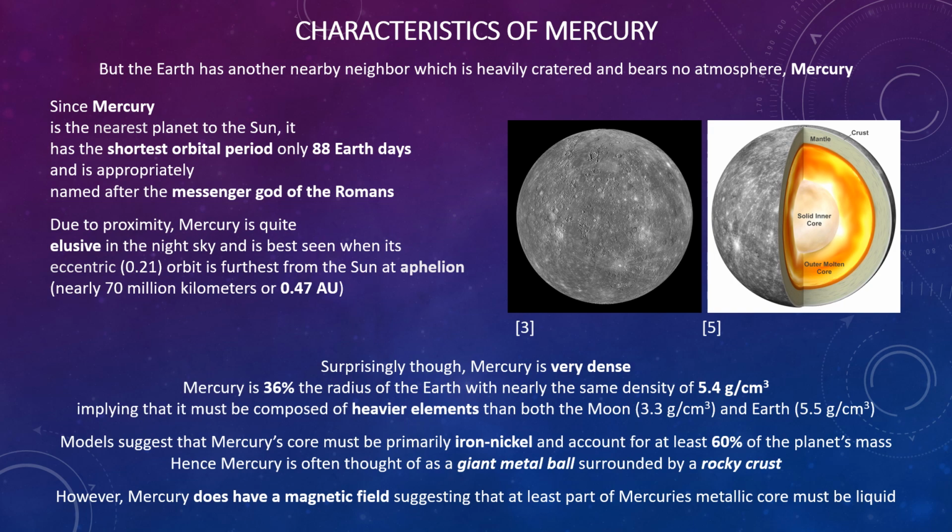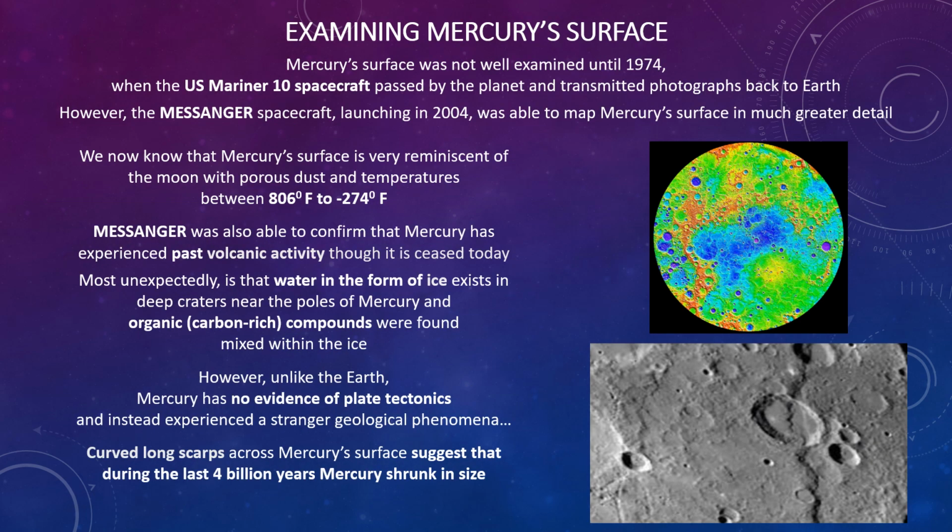Measurements by probes have found that Mercury does actually have a magnetic field. So this suggests that at least some part of Mercury's interior and its core must still be liquid. Not much was known about Mercury's surface until 1974, when the Mariner 10 spacecraft, launched by the United States, passed by the planet and transmitted photos back to Earth. It was not until 2004, with the Messenger spacecraft, that we got a much more detailed view of Mercury's surface.